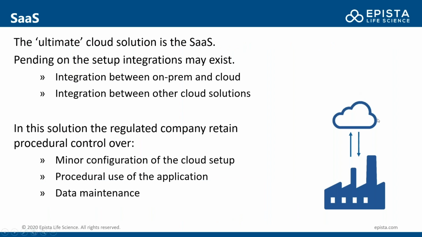The topic today will be software as a service. You can say that software as a service is the ultimate cloud solution, because we are moving as much from on-prem to the cloud service provider as we possibly can, while still being in actual control of our data.